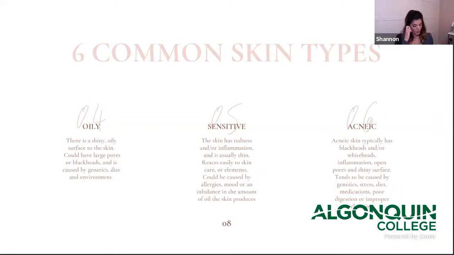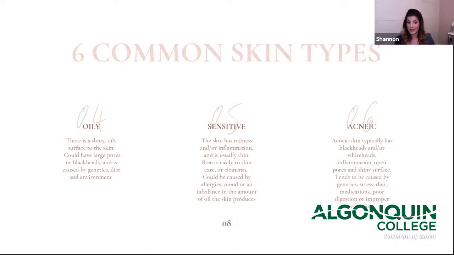So the next one is oily. This one's pretty self-explanatory as well. So shiny, oily surface to the skin. The skin tends to be thicker as well. Large pores or blackheads, and this truly is caused by genetics, diet, and environment.